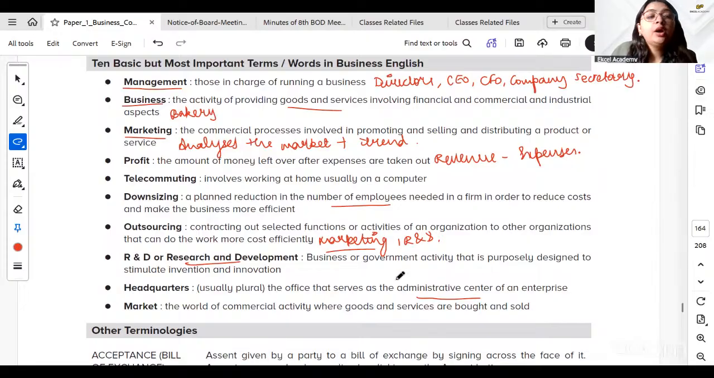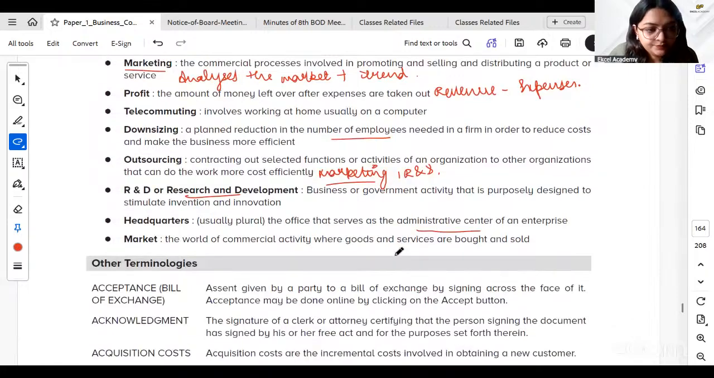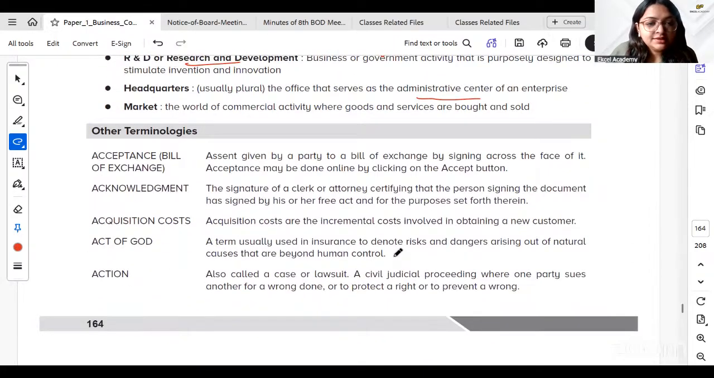Okay, so I hope you have understood these 10 very basic but very, very important terms that are there in your business English. Okay, so now we will be understanding all of the detailed terms that are given to you. So it is a very thorough and comprehensive list. So let us understand one by one. If you have any doubts, please feel free to add them in the comment section or the chat box, and we'll be more than happy to explain it to you.